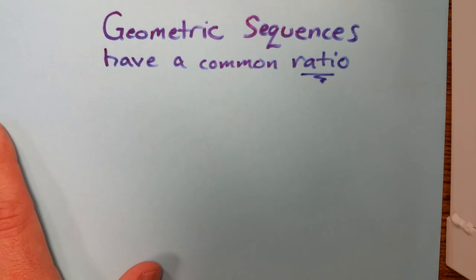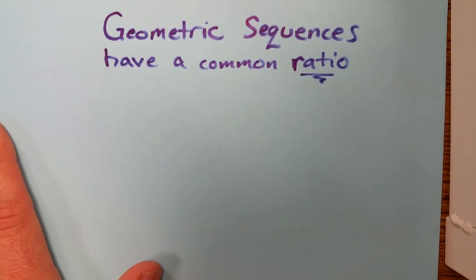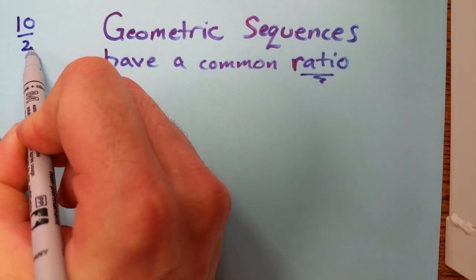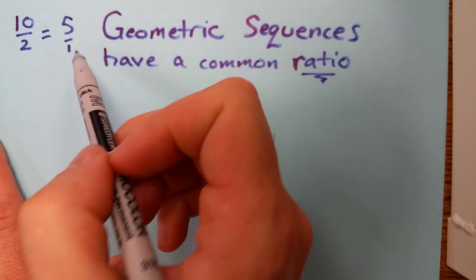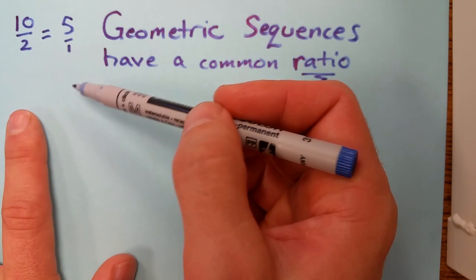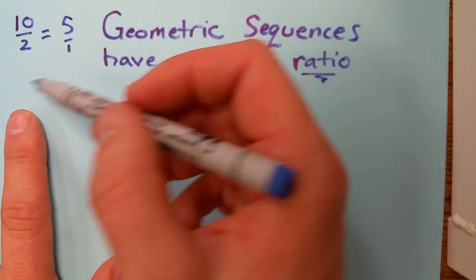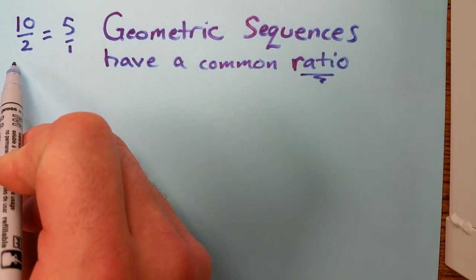So if I have 2 apples and Mr. Lopez has 10 apples, the ratio of Lopez's apples to my apples is 10 to 2, or 5 over 1. So the ratio of Lopez's apples to my apples is 5 to 1. You could also do the ratio backwards and say the ratio of my apples to Lopez's is 2 to 10, or 2 over 10.